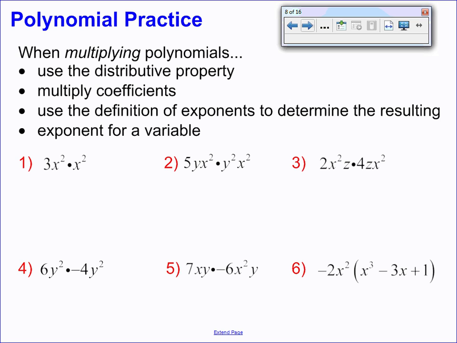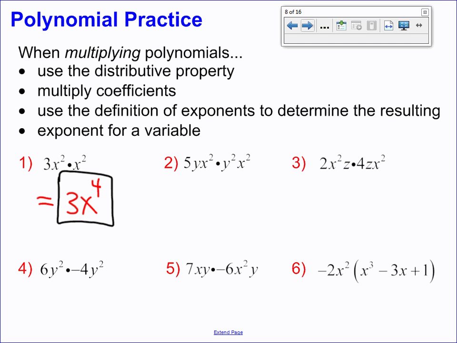An x times an x is an x squared. An x squared times an x squared is an x to the 1, 2, 3, 4. An x cubed times x squared is x to the 5th. We add exponents when we multiply powers together with like bases. So let's go ahead and do the first one. 3x squared times 1x squared is 3x to the 4th. So we multiply coefficients and we add exponents together when we multiply powers with like bases.